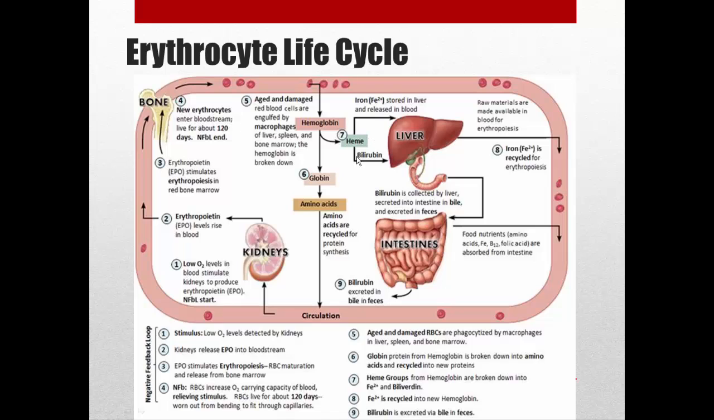The rest of the heme is going to be converted into bilirubin. If you remember from the digestive system, I mentioned bilirubin before, that bilirubin ends up part of the bile. So it's excreted into our intestines with the bile, and then we can excrete it out of our bodies. So the only part of the hemoglobin we can't recycle is that bilirubin, which is the heme minus the iron. Both the globin and the iron can get recycled and used again.